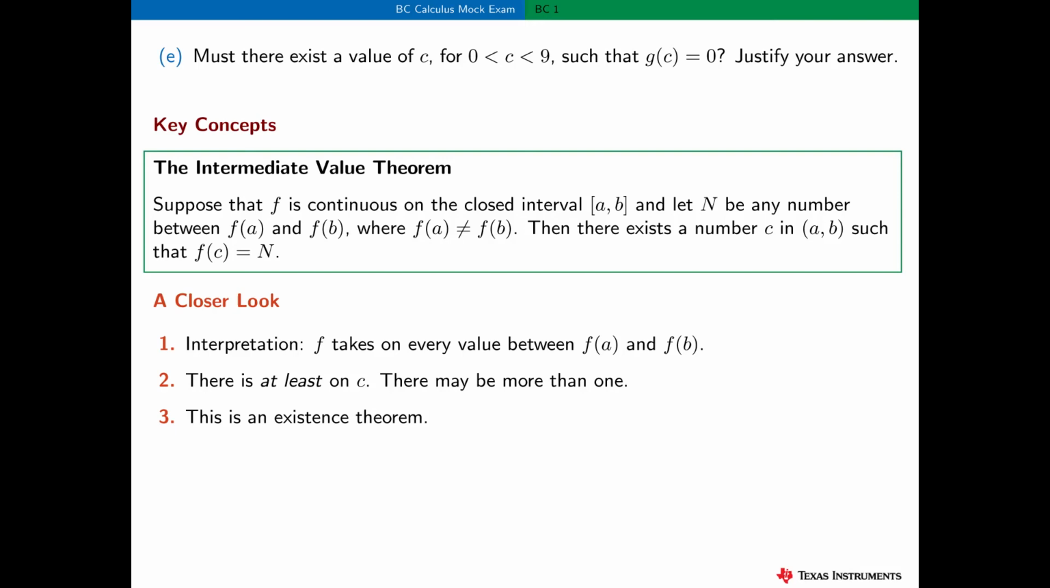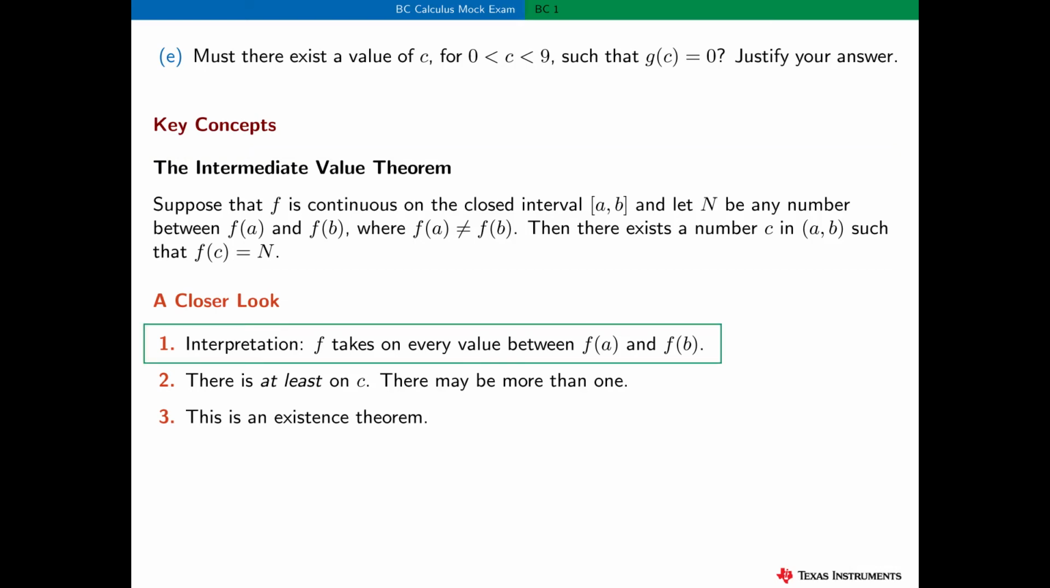Suppose f is continuous on the closed interval a to b. Let n be any number between f of a and f of b, where f of a is not equal to f of b. Then there must be some number c in the open interval a to b, such that f of c is equal to n.